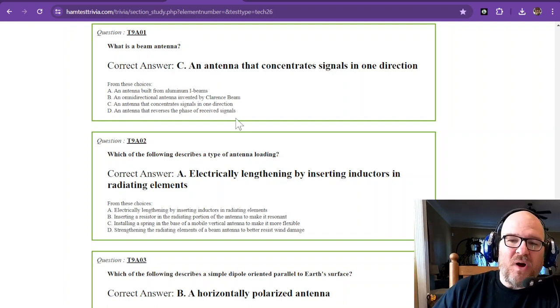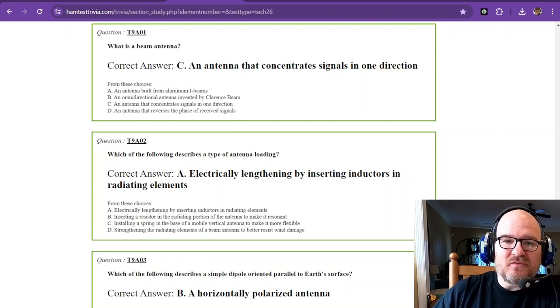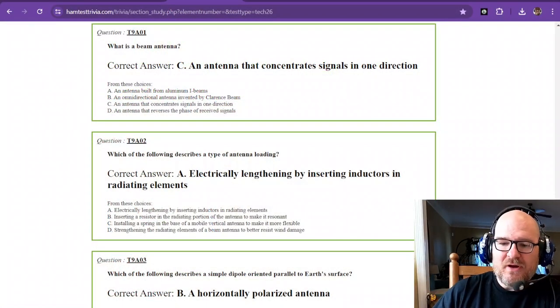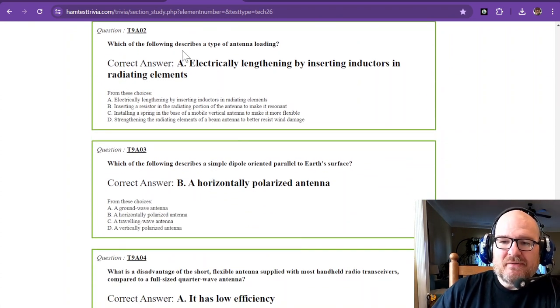So let's get started talking about antennas. The first question is, what is a beam antenna? An antenna that concentrates signals in one direction. And I happen to have, you saw this in the last video, a two meter, four element beam that I'm using for fox hunting. There are all kinds of beams for every type of frequency you can imagine, from small to large. We sometimes call them Yagi antennas. That's a beam antenna.